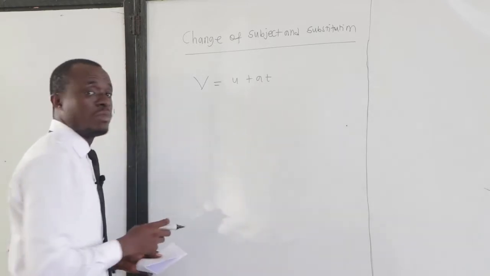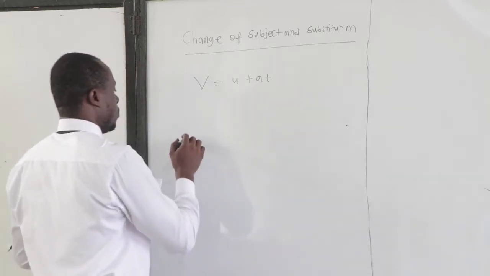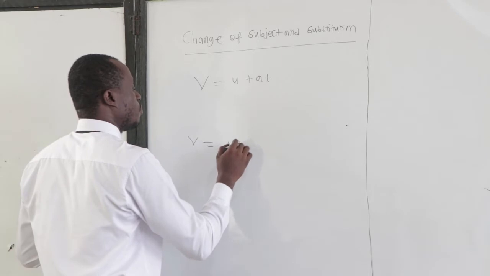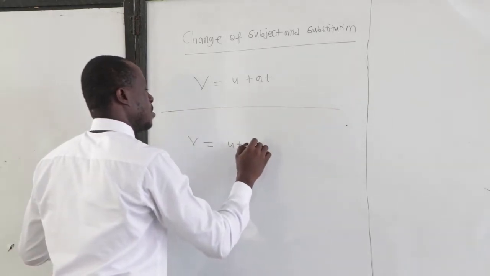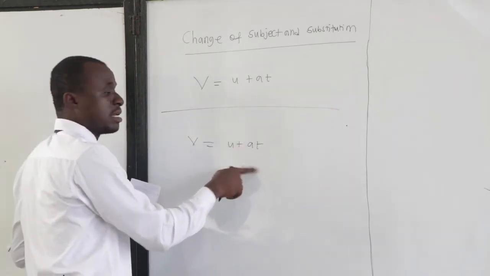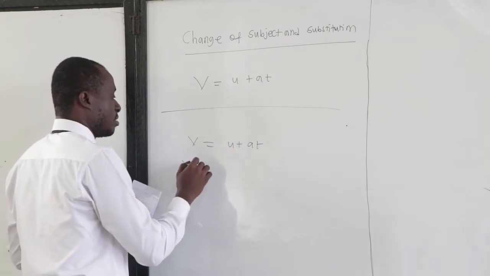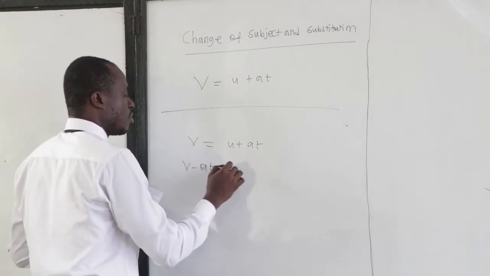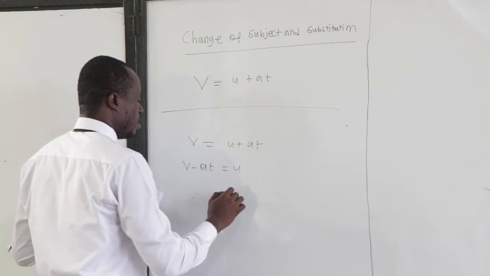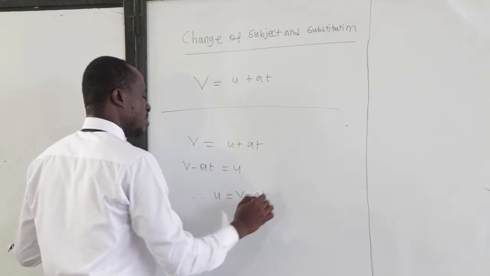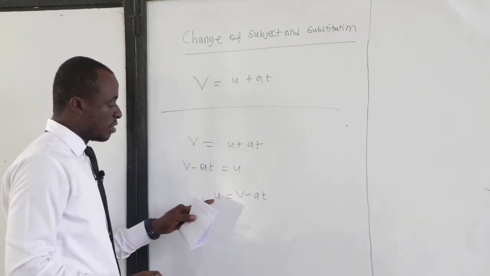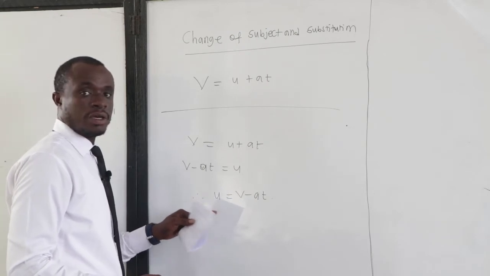So in this case, if we want to make u the subject, we have v equal to u plus at. So if we want to make u the subject, this has to come in. So you have v minus at equal to u. Therefore, our u is v minus at. In this case, we have made u the subject.